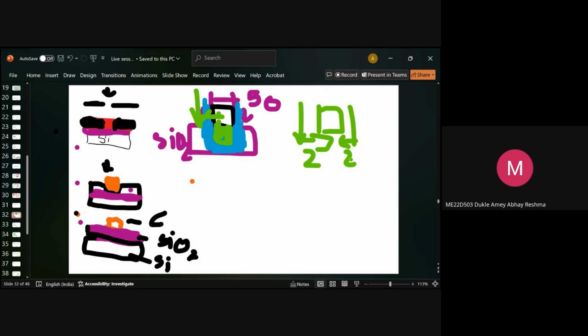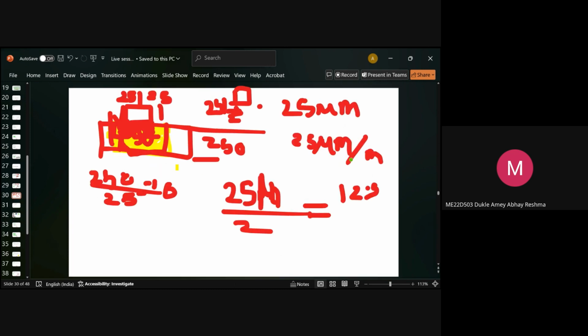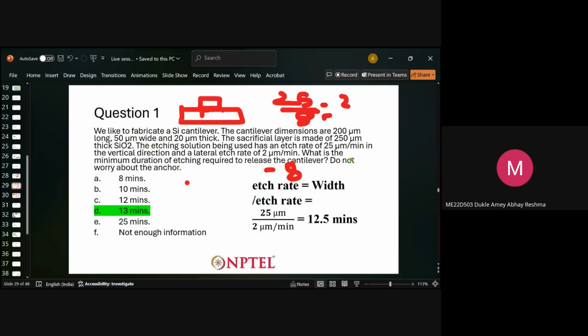So you need 12.5 minutes, or that comes to 13 minutes, because obviously at 12 minutes it won't be done. So more than 12 minutes, 12.5 minutes, so that is 13 minutes. That is the minimum etching time you have to do. So I hope you are able to understand it.